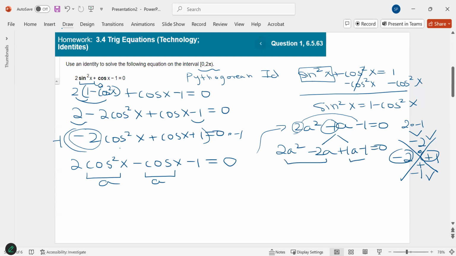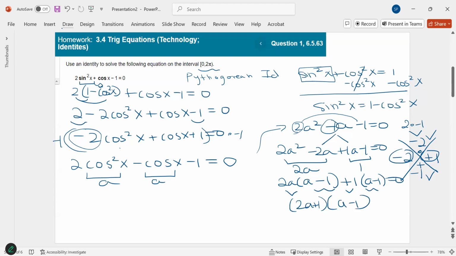We factor by grouping, by looking at what we can factor out from 2a squared and 2a. You can factor out a 2a from both. From 1a and 1, you can only factor out a 1. So if we factor a 2a from 2a squared, we get a; 2a divided by 2a is 1. Here we factor out a 1, we get a minus 1 equals 0. So we put a minus 1 in one factor, the 2a plus 1 in the other factor. So now we solve for a. This is going to be a is equal to -1/2, and a is equal to 1.